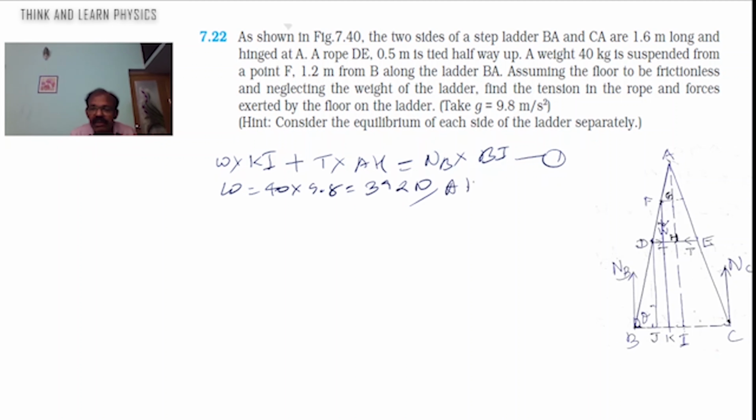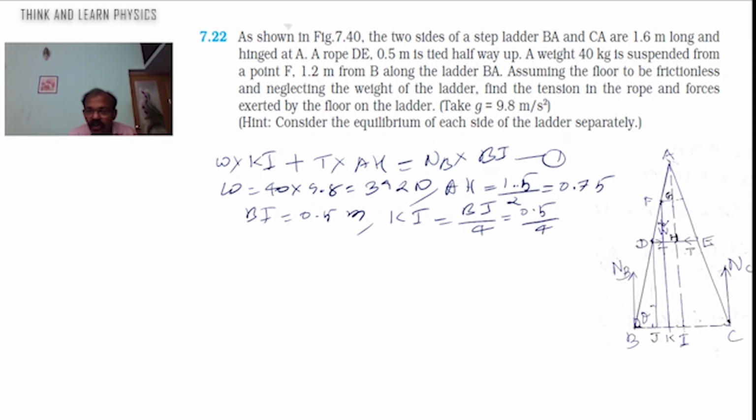AH, we have seen that AH equals 1.5 divided by 2, or is equal to 0.75. BI, we have seen that BI equals 0.5 meter. KI, from the figure it is clear that KI equals BI divided by 4, or it is equal to 0.5 divided by 4, or it is equal to 0.125 meter.